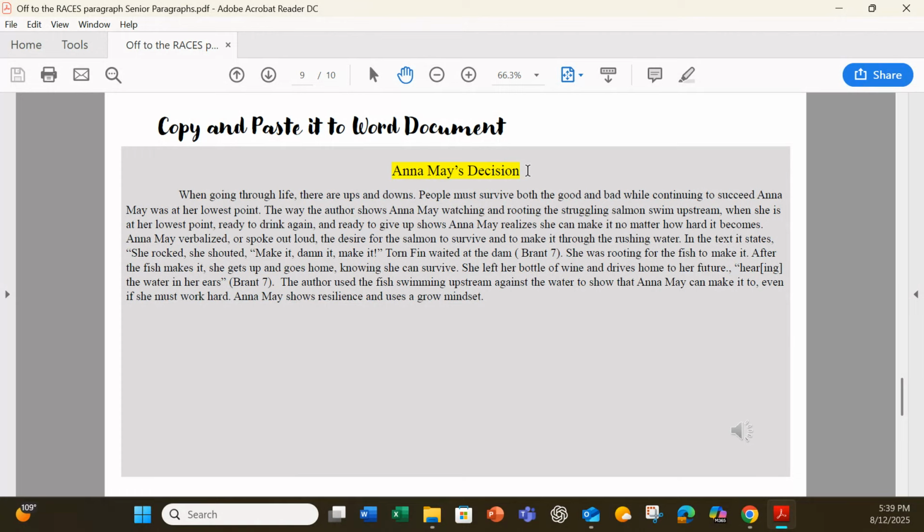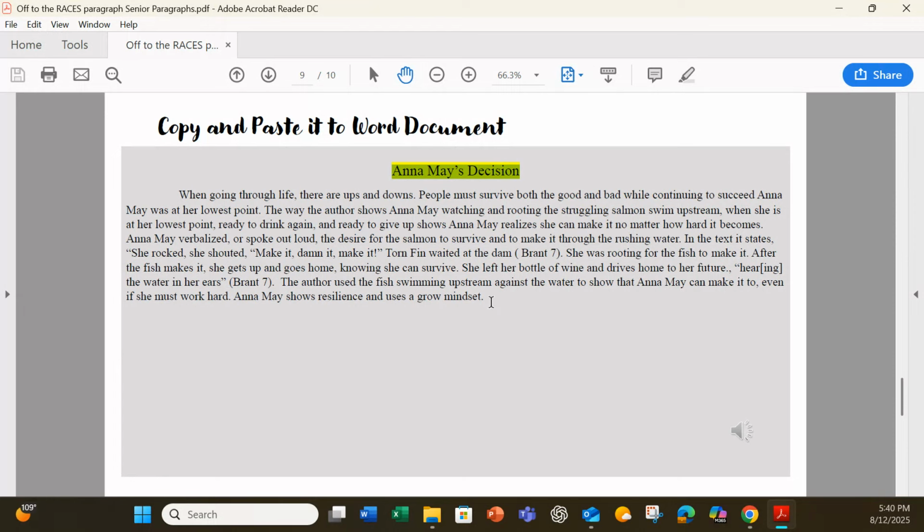The only thing I can do now is add a title. And that title should directly connect to that prompt. And since the prompt kind of asked about whether or not she was bouncing back or if she was struggling, I called it "Anna May's Decision." Okay, so I finally have a Word document that is almost near perfect.